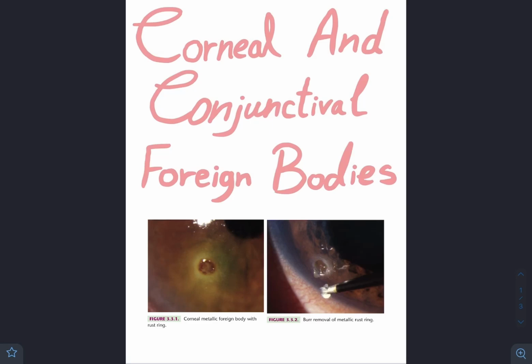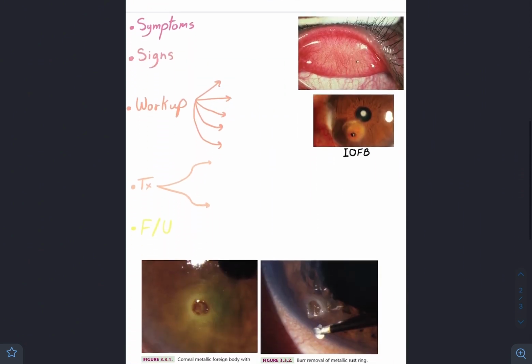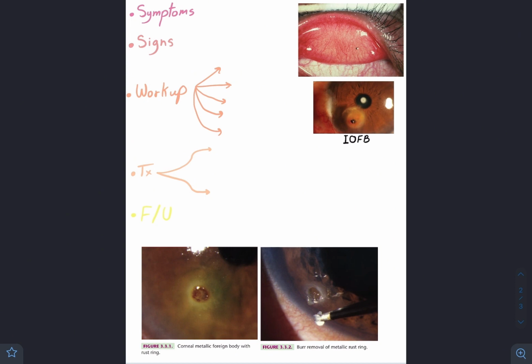Okay, let's talk about corneal and conjunctival foreign bodies. Now, the patient will come with a foreign body sensation, history of trauma, and tearing. For the signs, you might see critical signs like a conjunctival or corneal foreign body, with or without a rust ring if it's a metallic foreign body, like you can see in this picture. Other signs include conjunctival injection, lid edema, mild AC reaction, SPK, and a small infiltrate surrounding the corneal foreign body, and it's usually reactive and sterile.